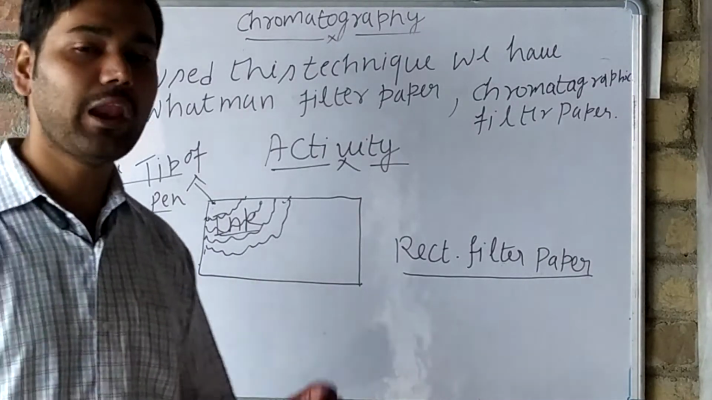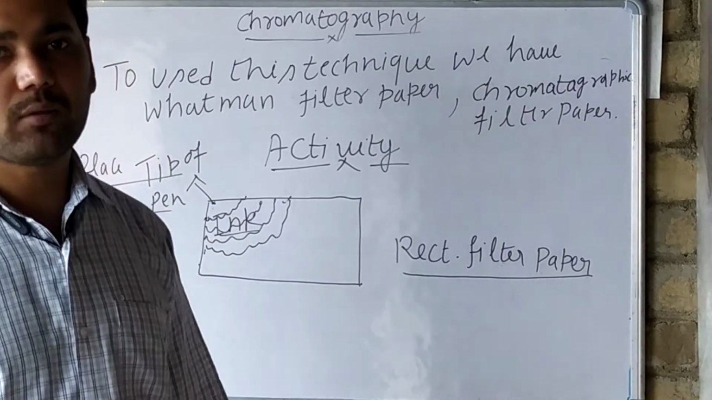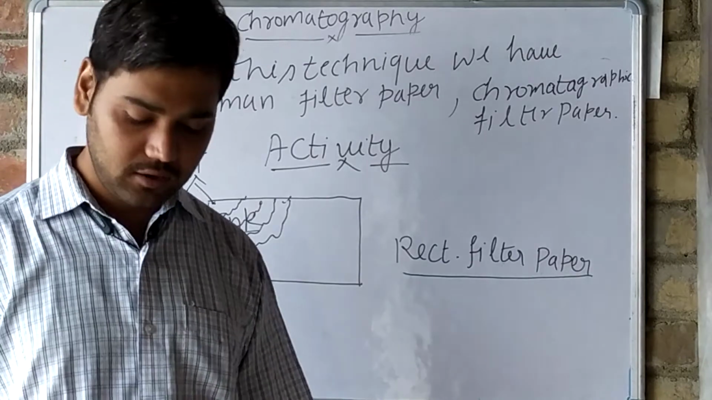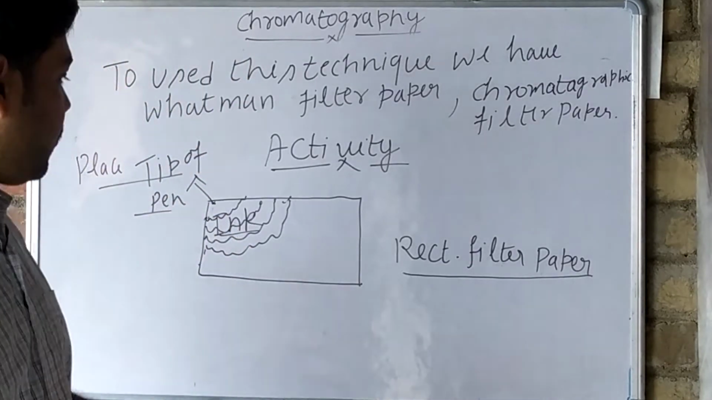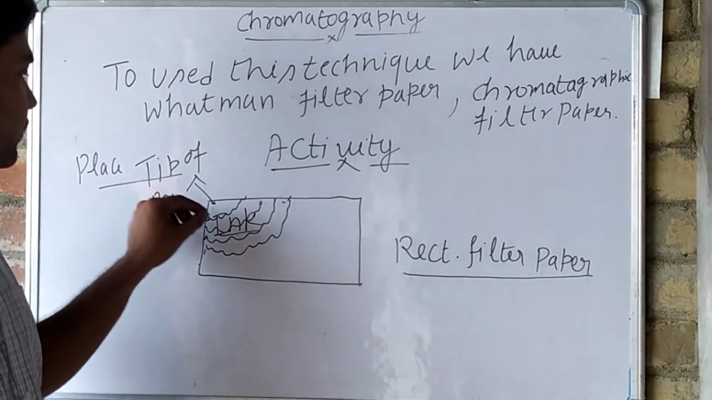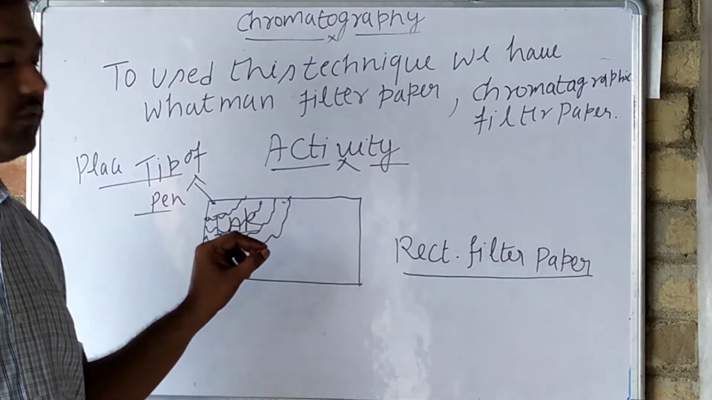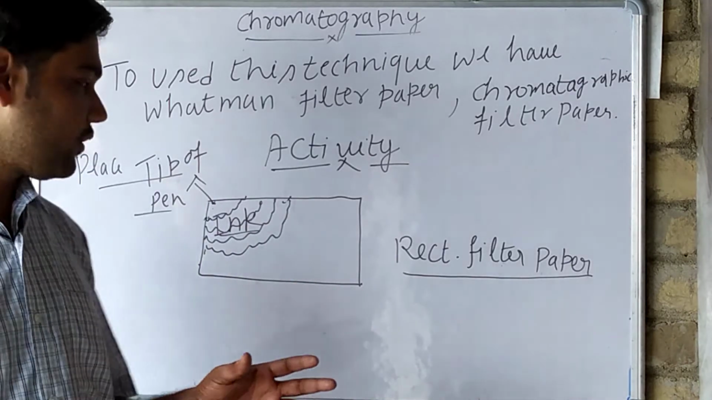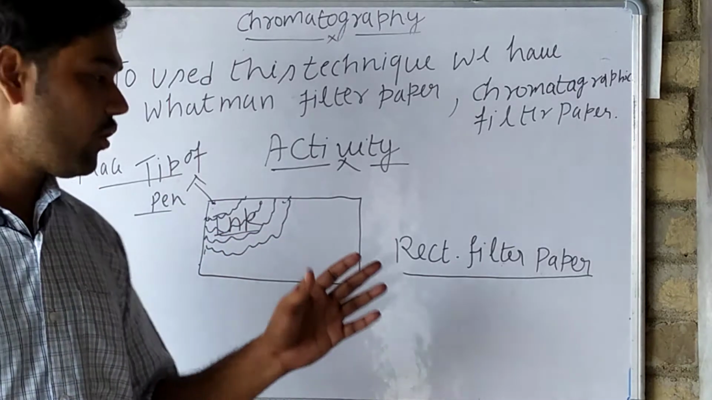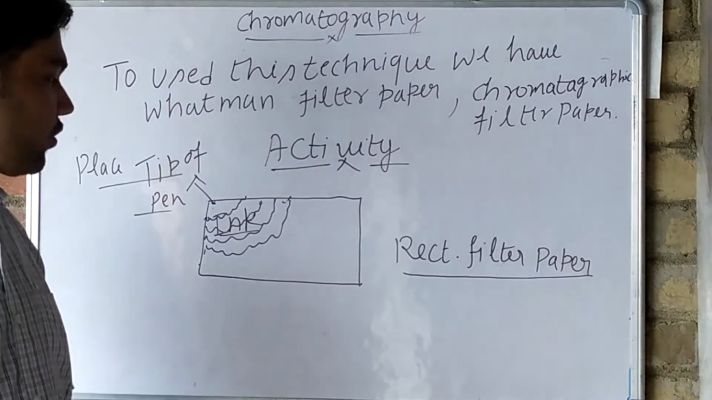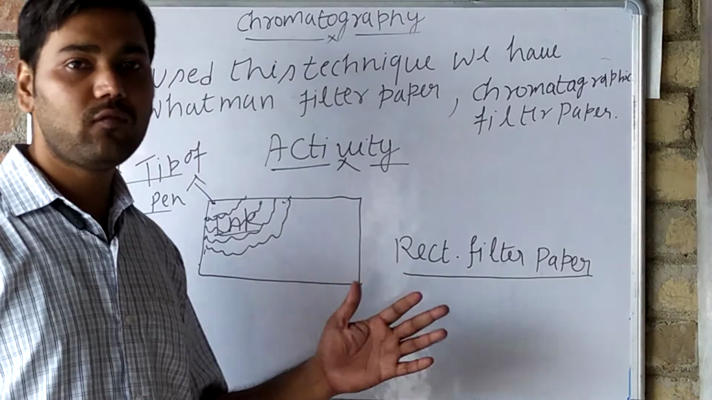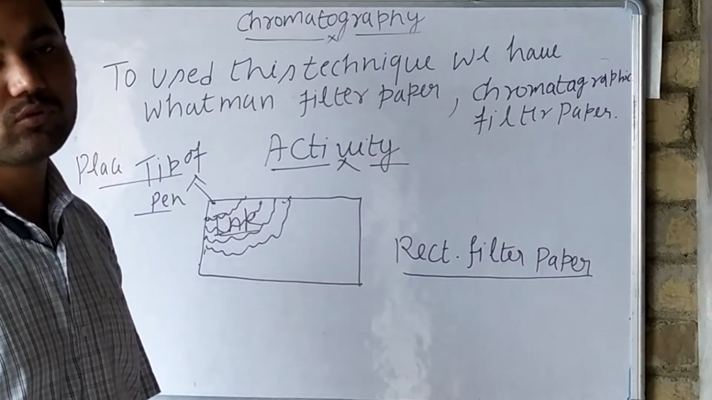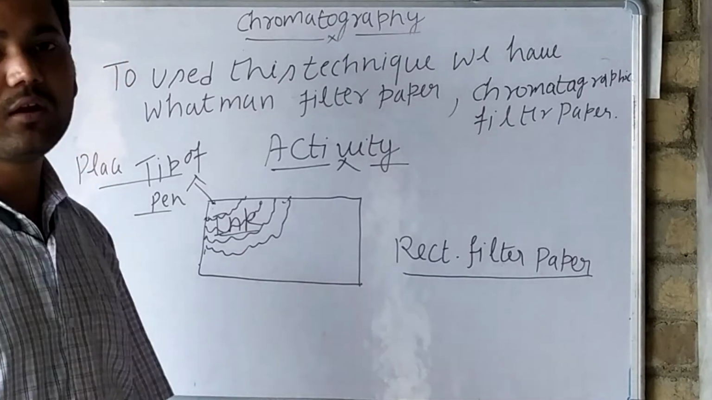Now what will we do? We will leave it for some time so that the ink will get dry. After some time, we will see that the ink starts flowing, and very fast it starts absorbing on the filter paper. We will leave it for some time so that the ink will get dry.